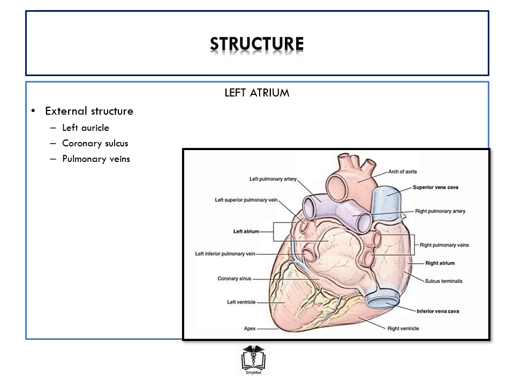Let's talk quickly about the left atrium. On the external part of the left atrium, we have three major structures to note. This includes the left auricle, the coronary sulcus, and the pulmonary veins. These are the structures located on the external part of the left atrium.